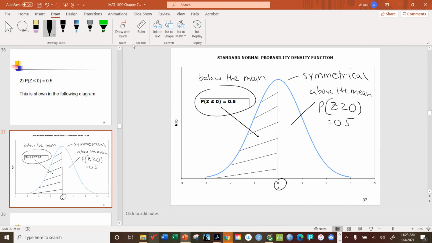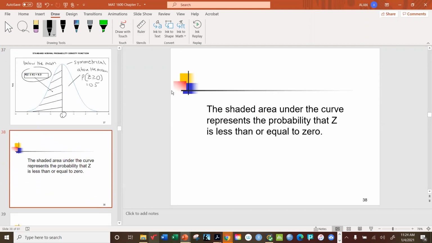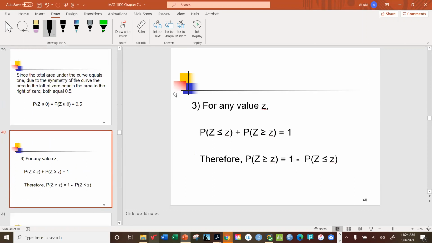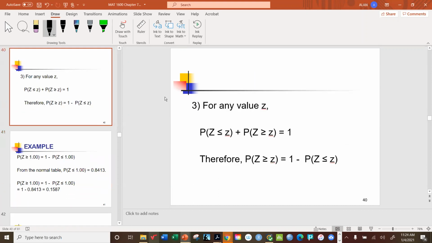Okay, so that's an important detail. And this is because of the symmetry of the distribution. Everything below the mean is a mirror image of everything that's above the mean. What else is there to know? Well, some of the consequences of these are, if I want to calculate a greater than probability, in fact, let me do this with a diagram.